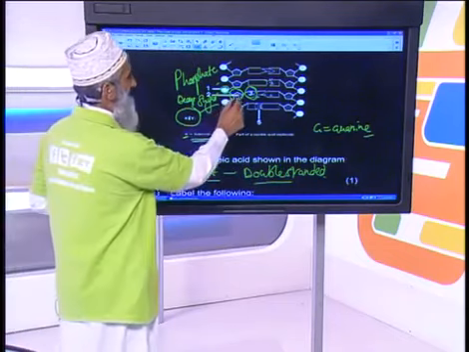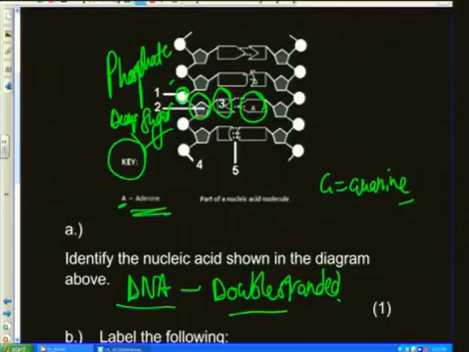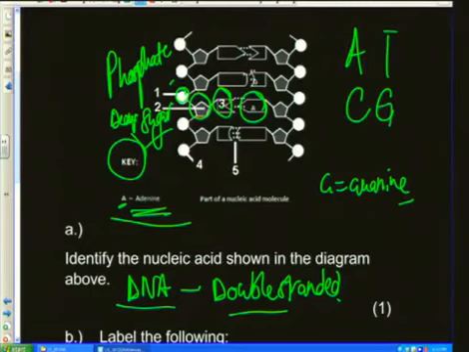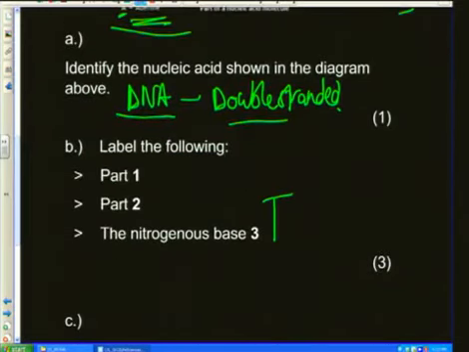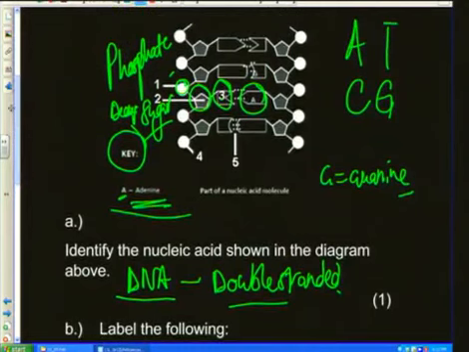And nitrogenous base number 3. Now, what is this here? What letter do you see there? The letter A. And this said that this is adenine. Therefore, adenine will combine with thymine. So our answer there would be T or thymine. You write it in full, thymine. What is the collective name for the parts numbered 1, 2, and 3? Let's go back. In other words, this one here, I'm going to use another color there for you. Let's do that. So we're talking about that part there.